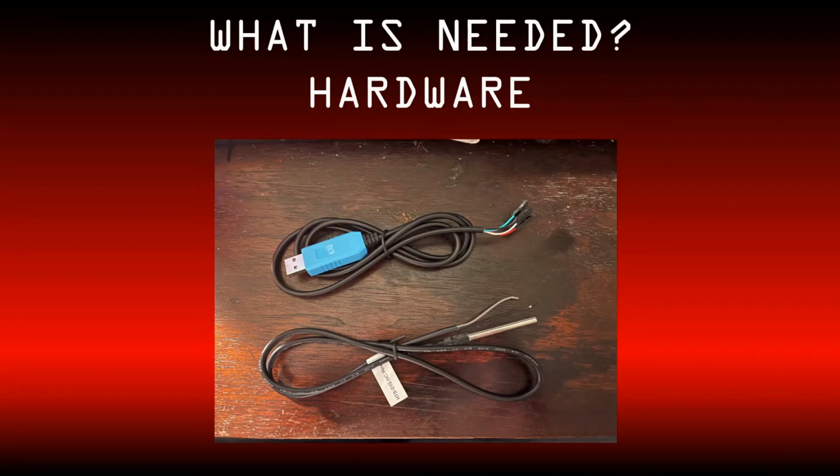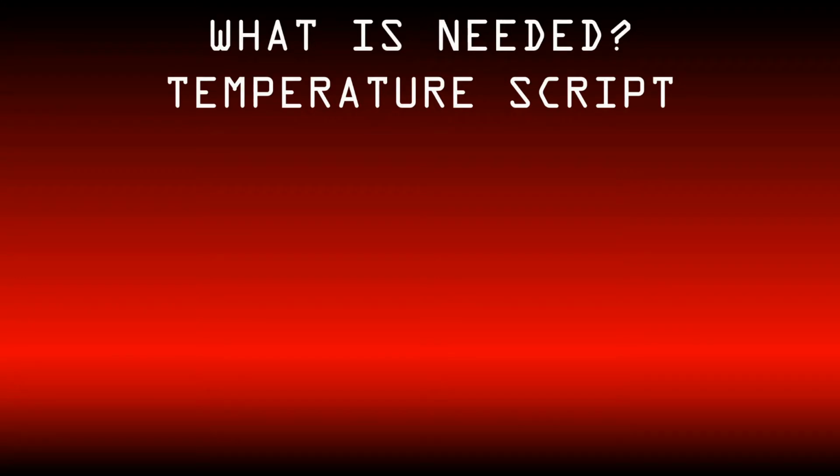So that's the hardware. That's the guts that makes it work. Then we'll take a look here real quick at the scripts that are involved in pulling this off. The first part of that is acquiring the temperature. So we have our temperature script, and that does a couple of things. The first thing it does, obviously, is acquire the temperature.